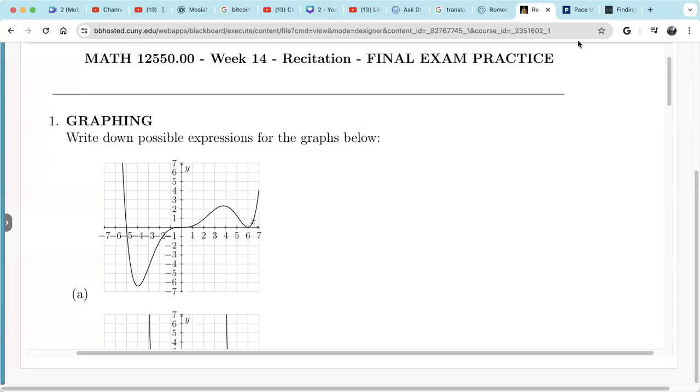This is our last recitation, recitation 14. The first one is graphing. Write down possible expressions for this graph.